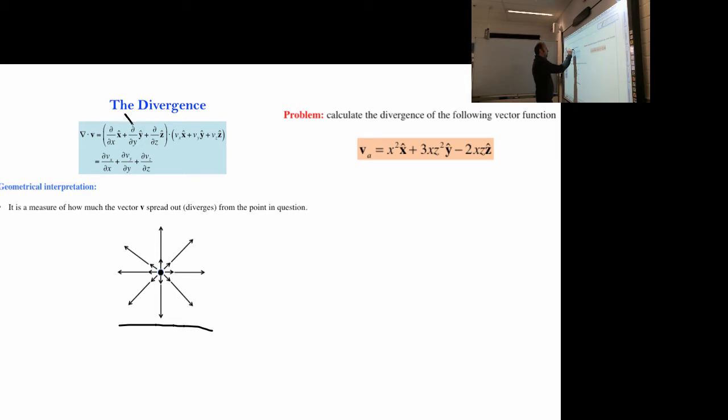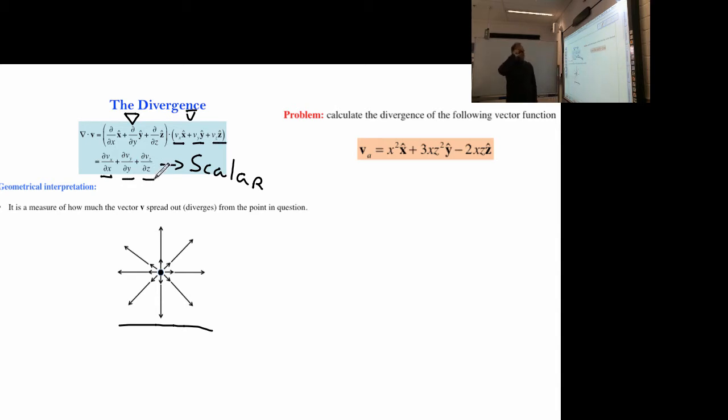Here in the above equation is our operator, and here is our vector. Now whenever you take the divergence of a vector function, what you're left with is a scalar. Okay, so we take the partial derivative of our Vx component with respect to x, partial derivative of our Vy component with respect to y, and partial derivative of our Vz component with respect to z.